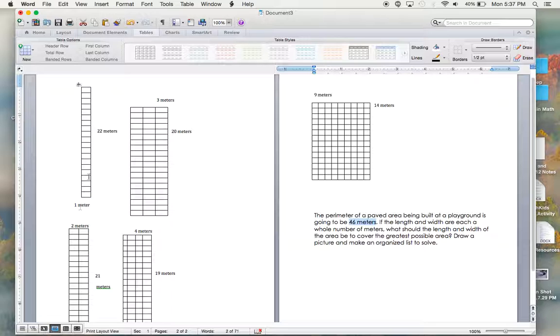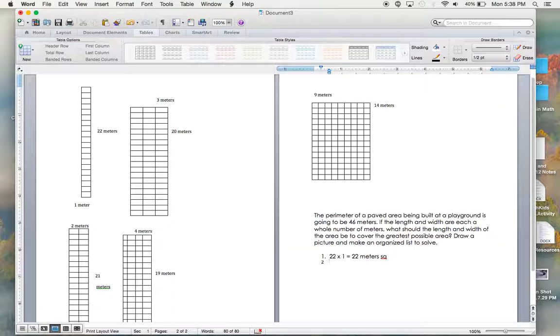So the length is 22 times 1 meter. So the area of this particular one right here is 22 meters squared. So I would keep that down here. So I'm going to come right down here and say that first one is 22 by 1, and it equals 22 meters squared.